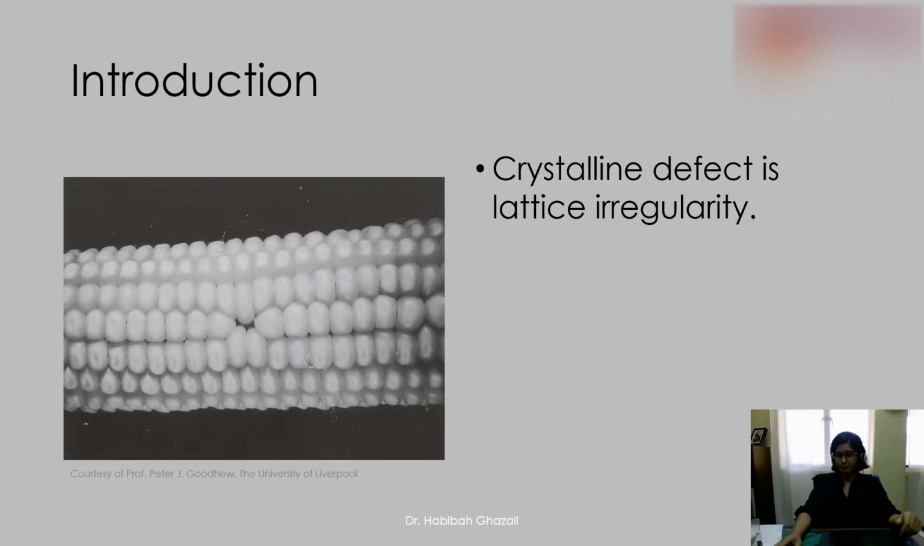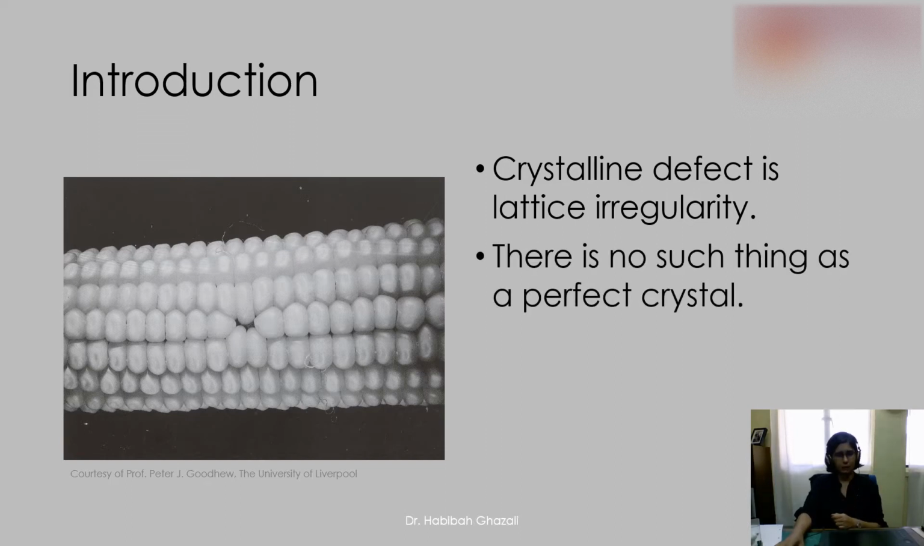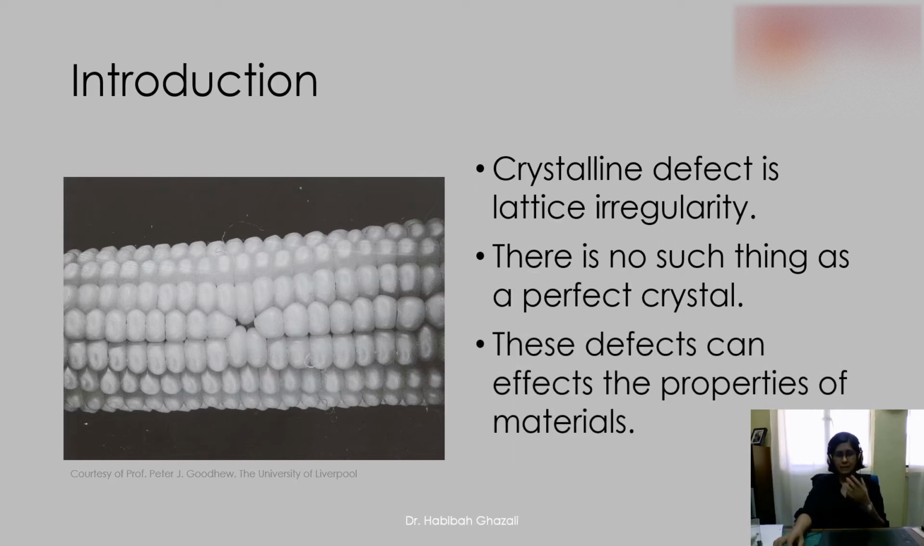For example, you can see imperfection everywhere anyway. For example, this row of corn kernels here is missing one point there. One of the kernels is missing in between of what is otherwise a perfect corn row. So that's imperfection. Similar to that, crystalline structure can have imperfection as well. There is no such thing as a perfect crystal. So this defect can affect the properties of materials.